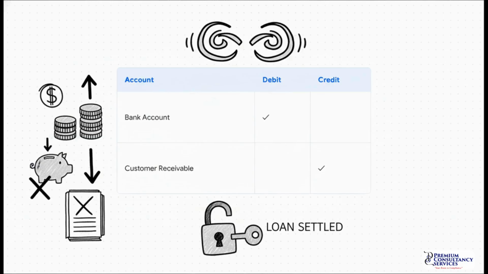You can see it's the exact opposite, a perfect mirror image of the first one. We debit the bank account because your cash went up, and we credit that customer receivable account, which brings its balance all the way back down to zero. The debt is cleared, and you're done.